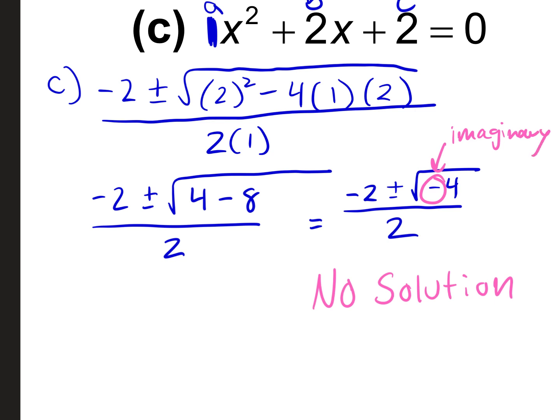On the website, does it give an option for no solution? You have to type in, it says if there's no solution, type in no solution. So if you have a negative under the radical, that means that we have an imaginary number, which means no solution. We're not going to deal with imaginary numbers yet.